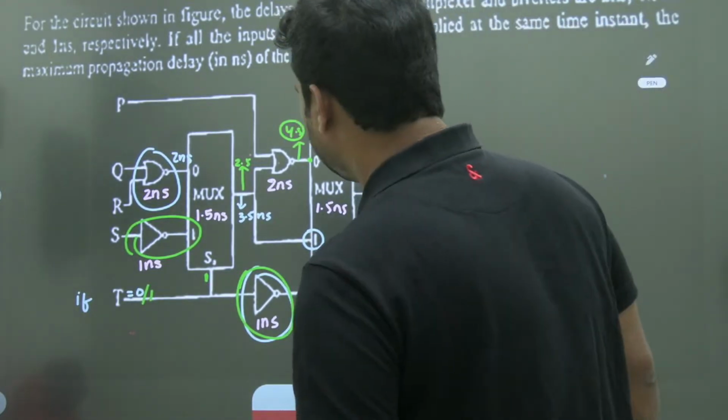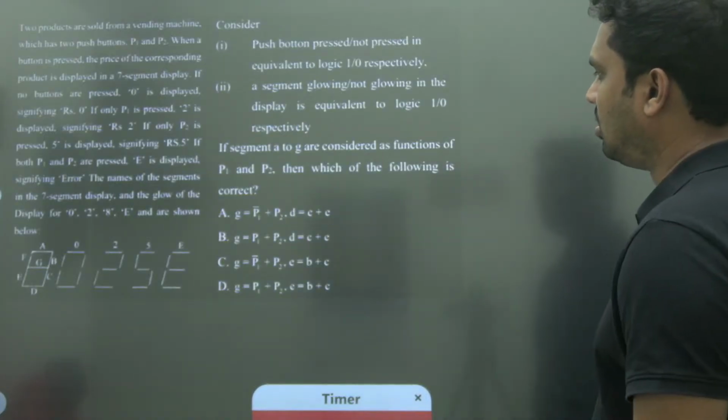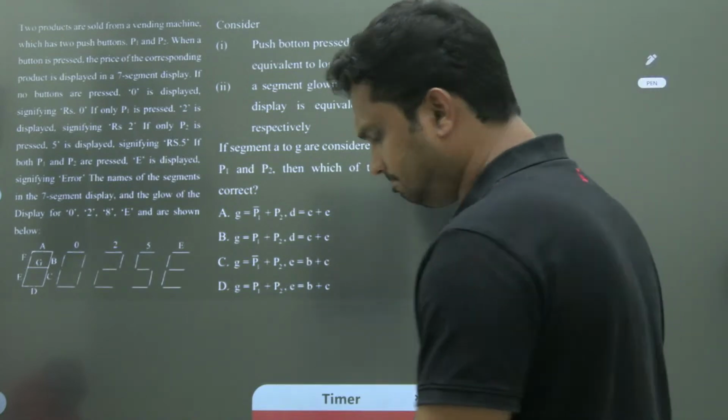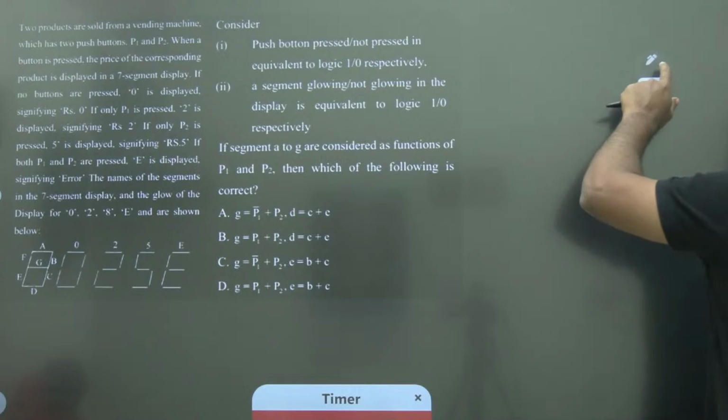Next question. This was done yesterday. Okay, let's do this question. It is not based on the marks, but it is a good question. We can do it.